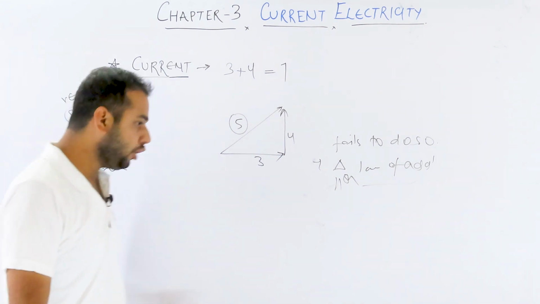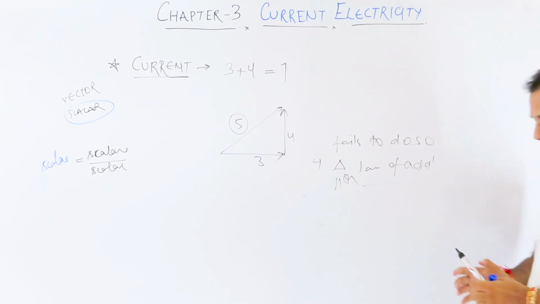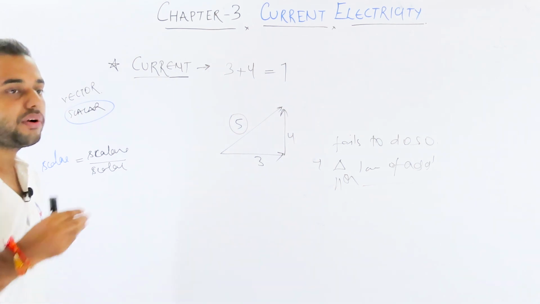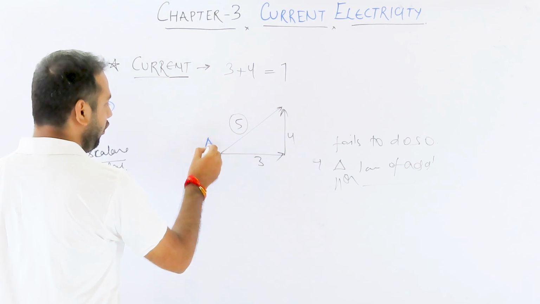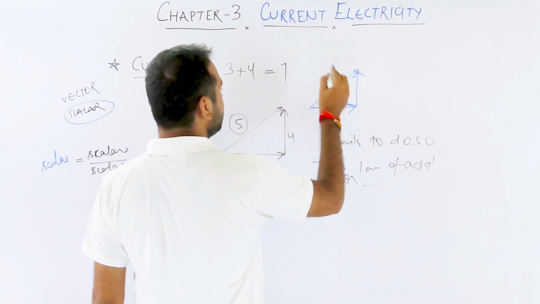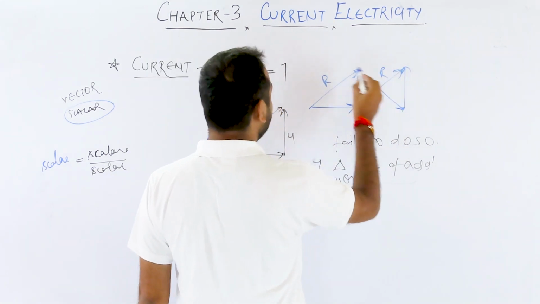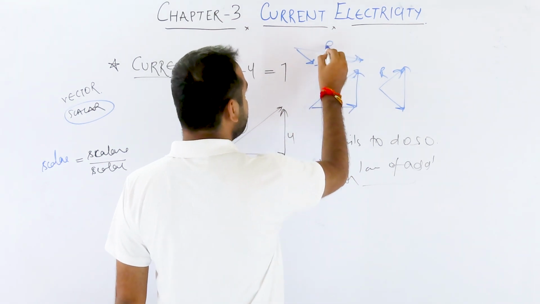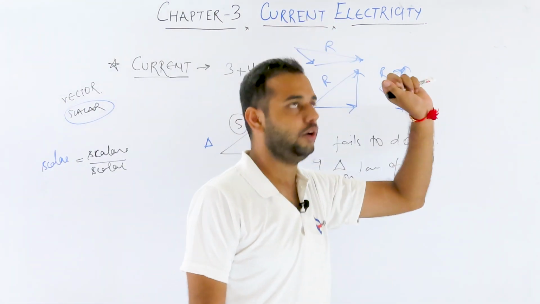That's why current is not a vector quantity, because for a vector quantity it is a must that you have magnitude and direction, and the quantity must follow the triangular law of vector addition or the parallelogram law of vector addition. This is my triangular law of vector addition, which says if you have 2 vectors, then the resultant will be given by this. So this is my triangular law of vector addition, and current fails to do so. That's why current is not a vector quantity.